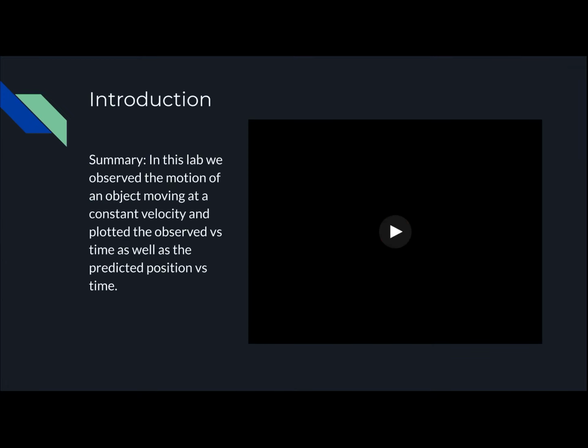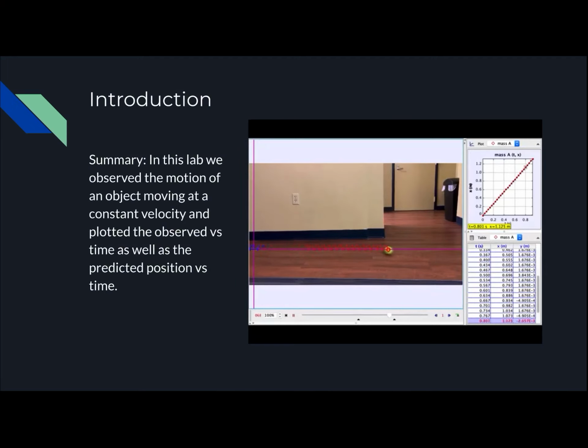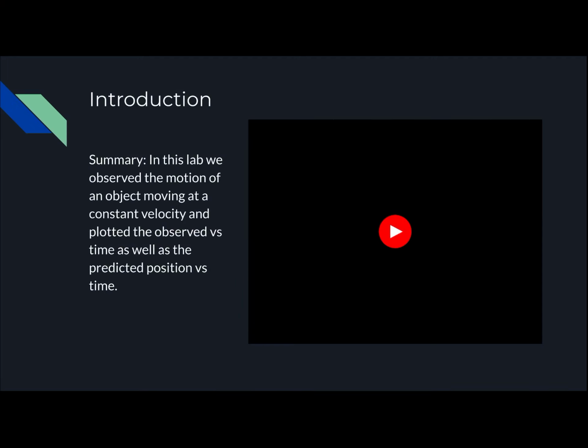In this lab, we observed the motion of an object moving at a constant velocity and plotted the observed position versus time graph as well as the predicted position versus time graph. As you can see from my object of choice, I used a tennis ball and rolled it along the positive x direction. I cropped the frames to represent the motion of the ball when it looked like it was going at a constant velocity, which was towards the middle of the video.